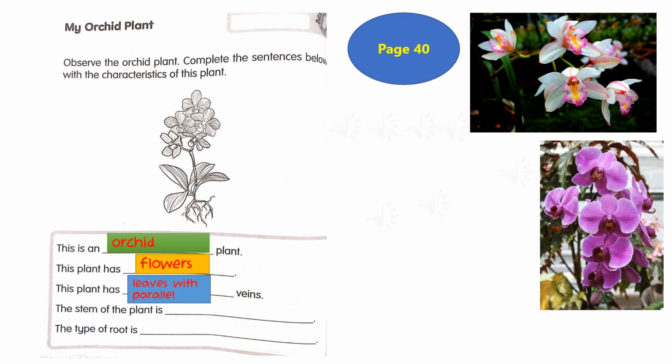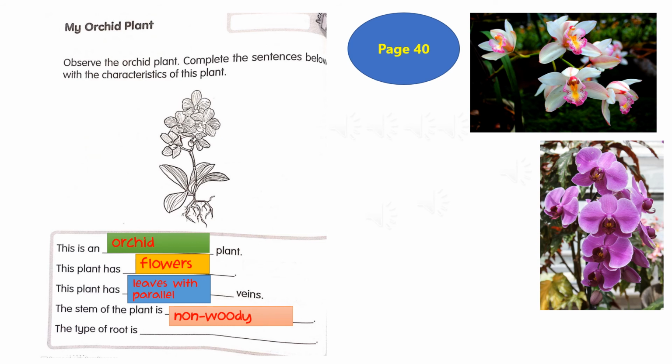Next, the stem of the plant is batang. Pokok orchid adalah, so there are two type of stem that we have learned. The first one woody, berkayu, and then the second one is non-woody, tidak berkayu, maksudnya lembut dan kurang tekstur kayu lah di dalamnya. So actually an orchid plant has a non-woody stem.